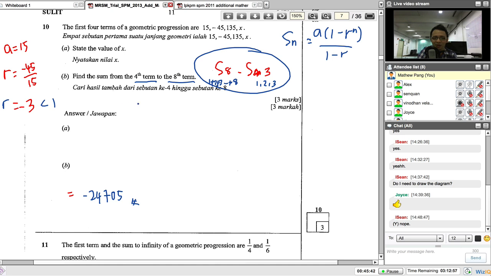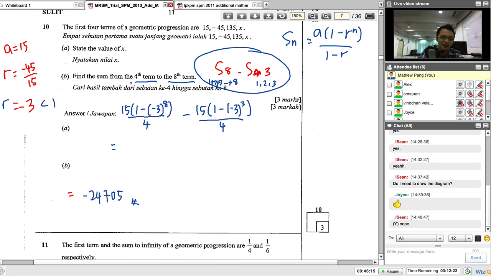See what happens. So S8 will become, we have our A, 1 minus R, which is -3 to the power of 8, over 1 minus -3, which is 4. Okay, minus this one. This is 1 minus -3 to the power of 3 over 4.